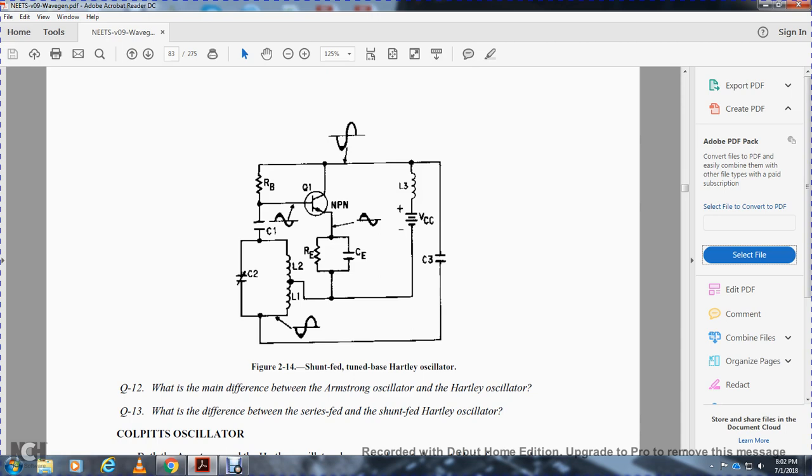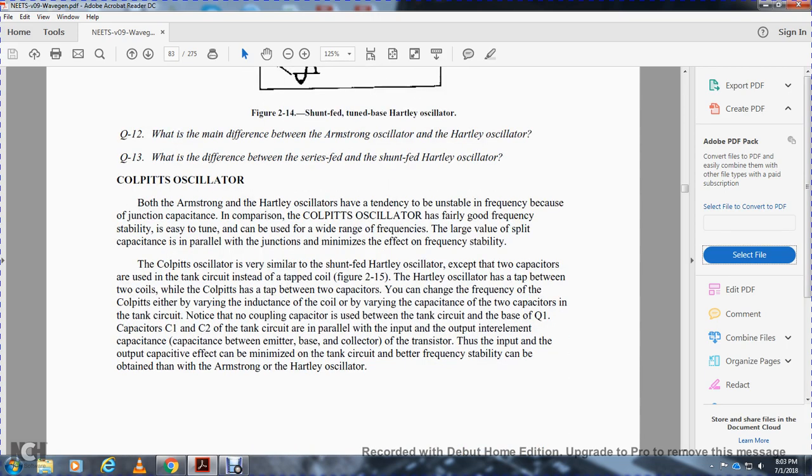the voltage and the capacitor 3, your Colpitts oscillator. Both the Armstrong and Hartley oscillators have a tendency to be unstable. In comparison, the Colpitts oscillator has fairly good frequency stability and is easy to tune over a wide frequency range. A large value of capacitance in parallel with the junction capacitance minimizes the effect on frequency stability.